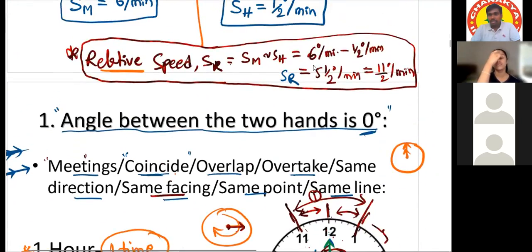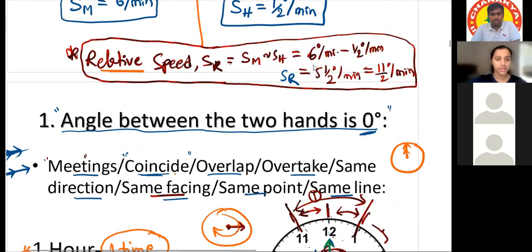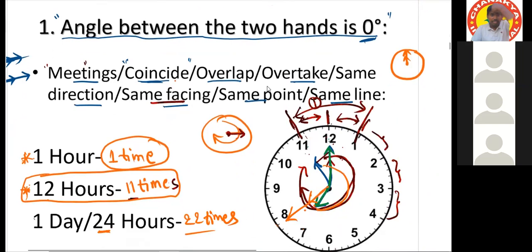Okay. See, how we got the relative speed: by subtracting the two speeds of the minute hand and hour hand. We subtract because both are moving in the same direction. Next, tell me, angle 0 degrees. All these words have the same meaning as that phrase: meeting, coincide, overlap, overtake, same direction, same pacing, same point, same line. All these represent the same.